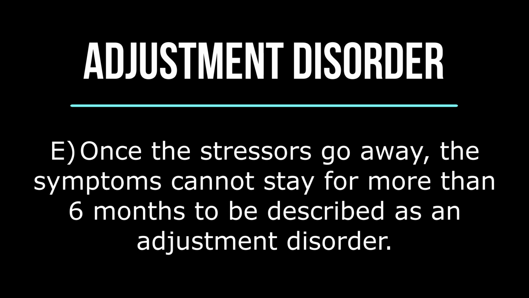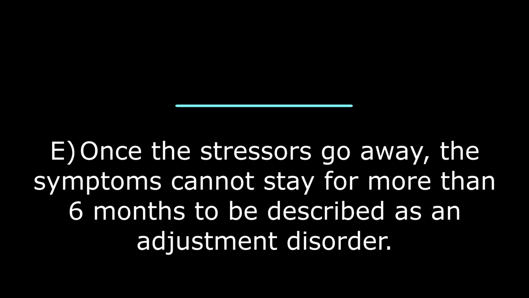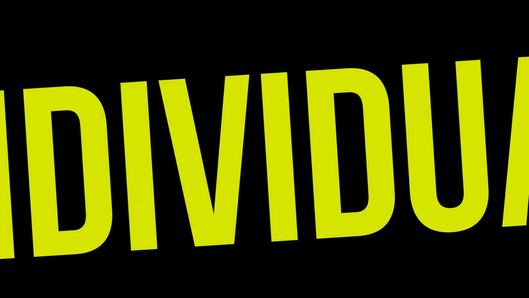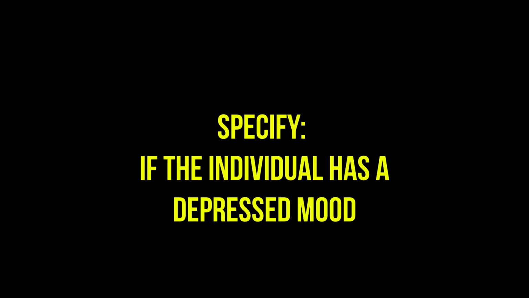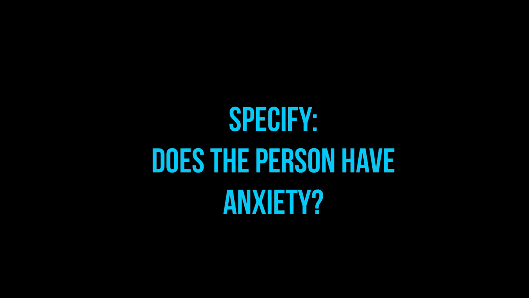So I like the fact that they put in that time criteria so you really know, okay, after 6 months, this is something else. If there is a depressed mood or hopelessness or relationship changes. So as the clinician looks at the patient, they want to specify if the person has a depressed mood. Do they break down in tears quite often? Do they have feelings of hopelessness? Is their mood low?